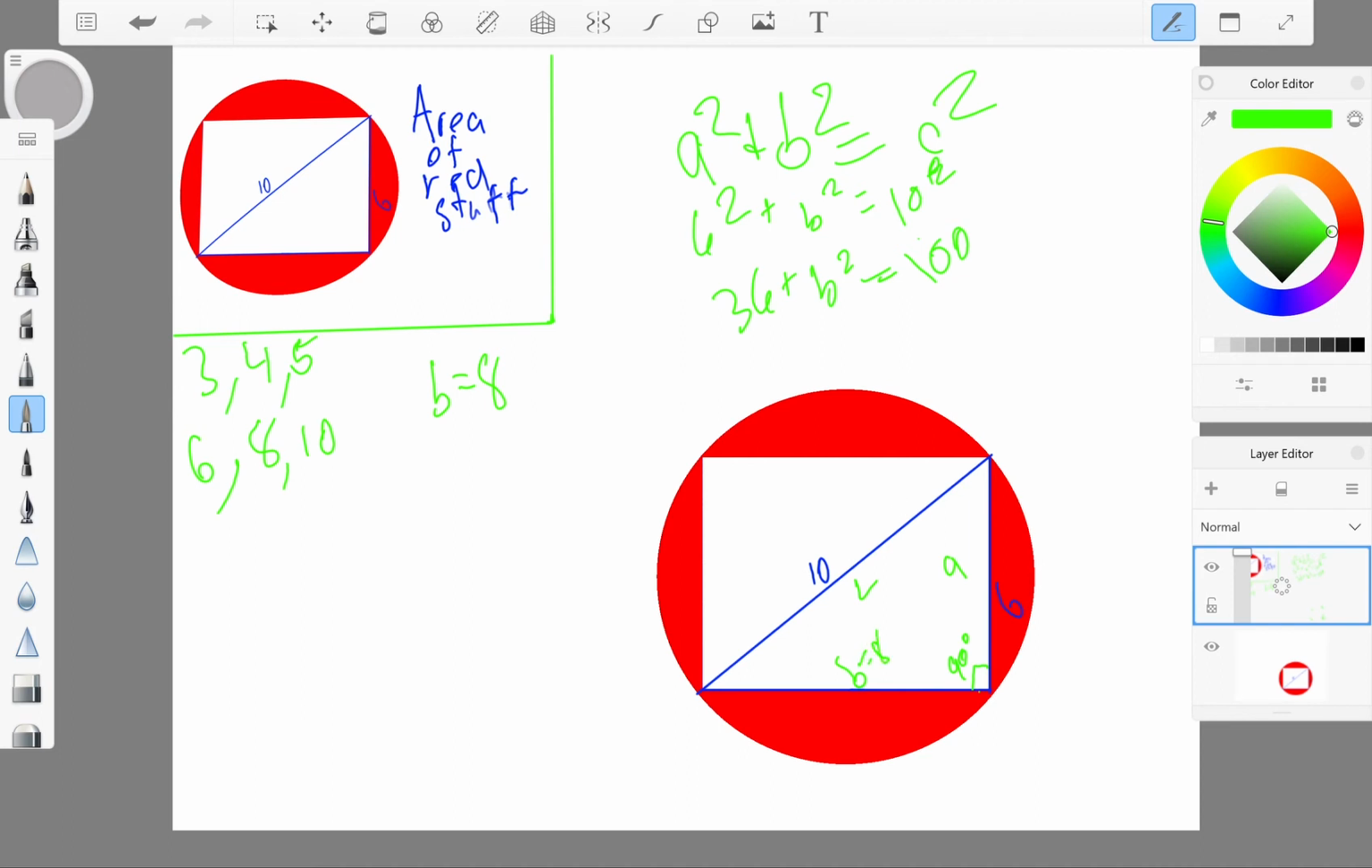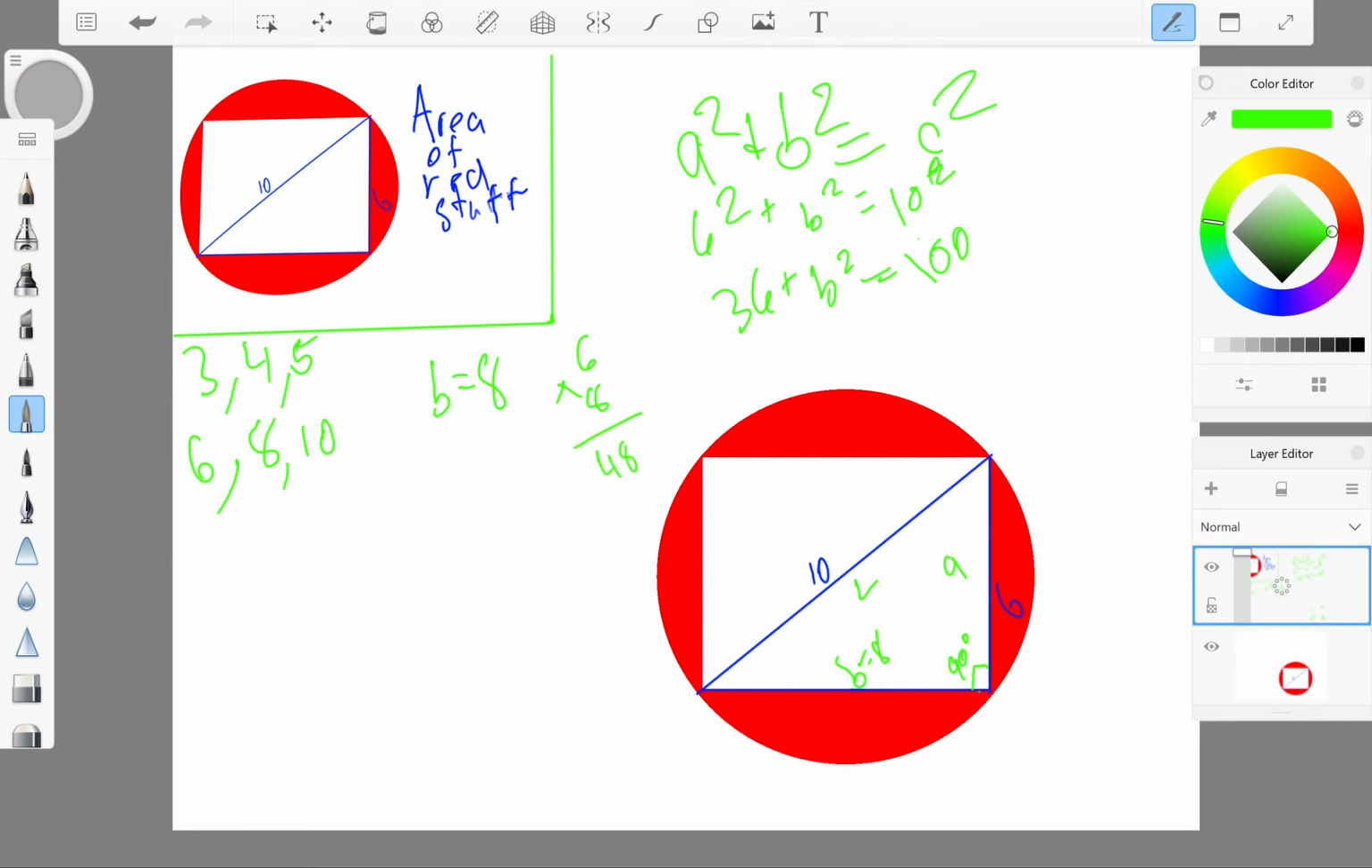So now that we know B is equal to 8, we can find the area of our rectangle, which we need to know to figure out how to solve the area of the red stuff. So we can do 6 multiplied by 8, because that's the area of the rectangle. What is it, guys? That's right. It's 48.